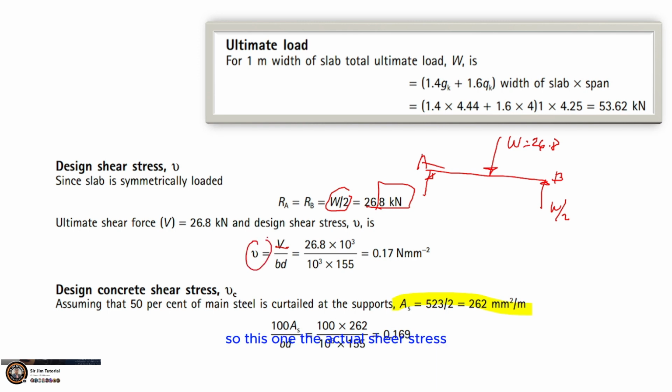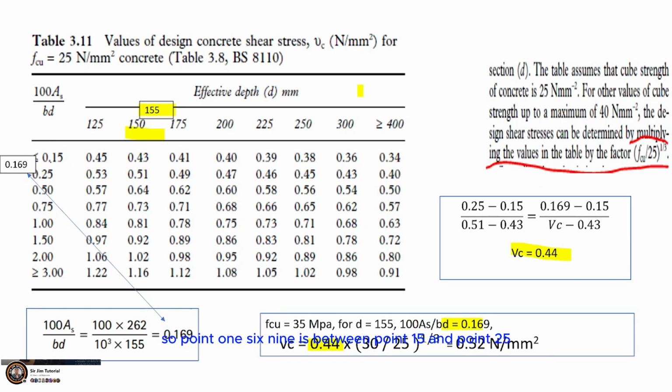So this one is the actual shear stress, and then we have 1000 millimeter and the effective depth. We have this requirement for our shear, and the value of the allowable or permissible shear stress we need to compute to get from the table. So we got this value of 0.169, which is between 0.15 and 0.25, somewhere here, above 0.15. This is the one that we calculated earlier. And then 155, it's fine to use 150. It's much safer. And then we need to get this value somewhere here.